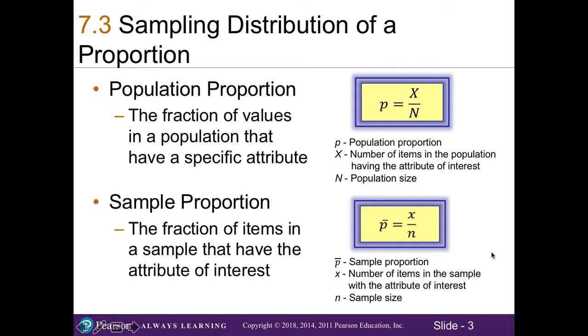Similarly, with our sample proportion, if I were to pull a sample out of the entire population I was interested in, this would be denoted by p bar. And to calculate it similarly, we'll take our little x, or the number of items in our sample that has the attribute of interest, divided by our little n, or sample size. So it's important to know the difference between little p, which means population proportion, and p bar, which is our sample proportion. It's common to mix the two up, so just make note.